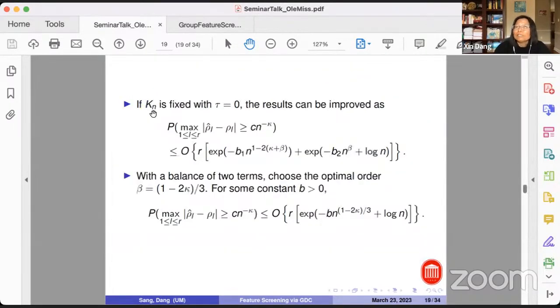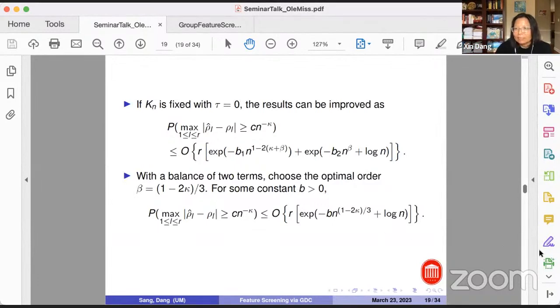And if your K_n is fixed, meaning the number of categories is finite, so your tau is 0, then we can improve some terms; some terms go away. Then if you choose the beta to make these two terms the same magnitude, with beta chosen to be 1 minus 2k over 3, then this term goes away. So you can have a more optimal order by combining these two terms together.